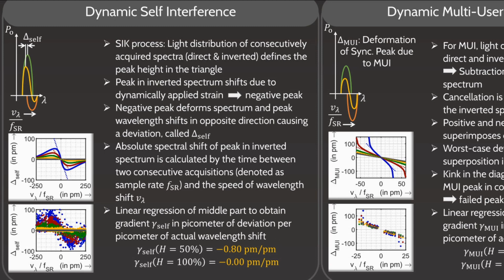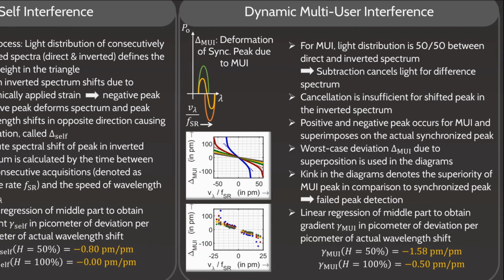When 75% of light is in the direct spectrum and 25% in the inverted, a peak height of 50% is achieved, which leads to a gradient of -0.8 picometer per picometer. Completely synchronized light does not suffer from dynamic self-interference. For non-synchronized sensors, the light is equally distributed between direct and inverted spectrum.